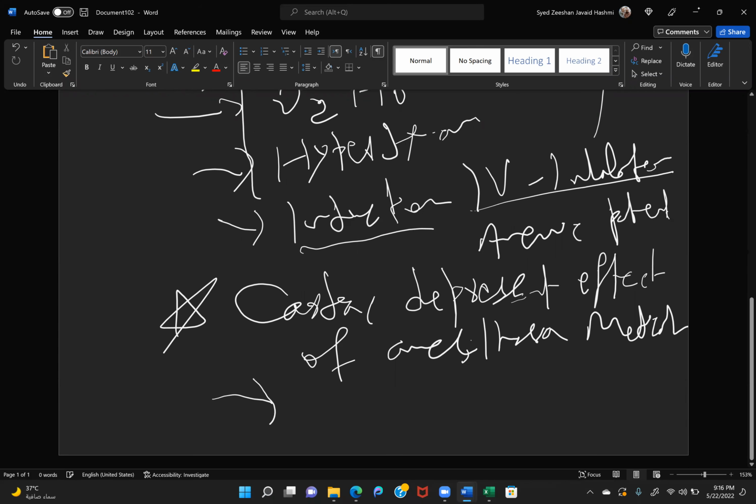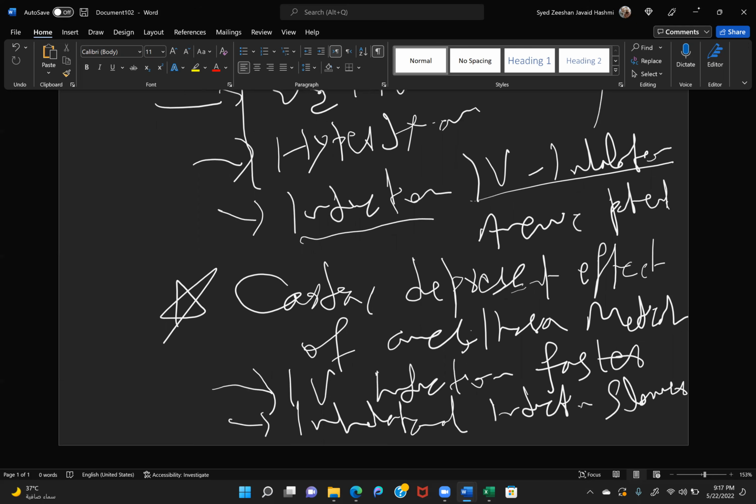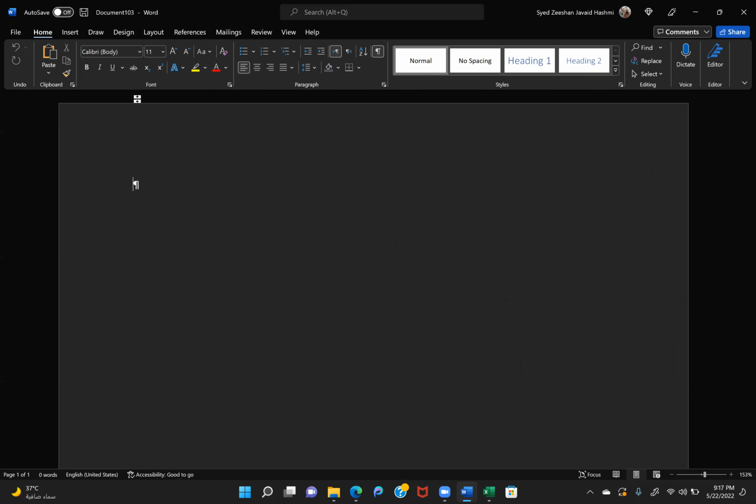Because whenever their cardiac output is high, IV induction will be fast. Okay, I understood. In an anemic patient there is high cardiac output, so IV induction is fast and inhalational induction is slower. If we talk about inhalation, overall it's decreased, but it depends on the solubility of the inhalation agent. The effect is more with IV overall.